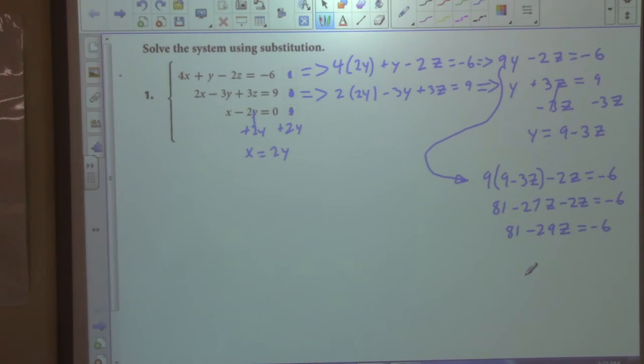And then what? Subtract 81. So we have negative 29z and negative 6 minus 81, negative 87. And then we divide by negative 29. What do we get? 3, right? So we have z is equal to 3.